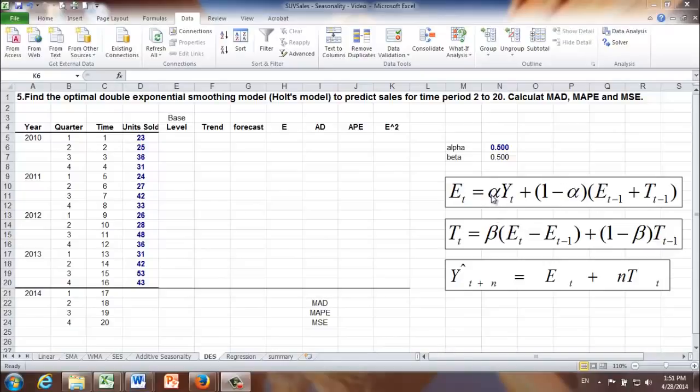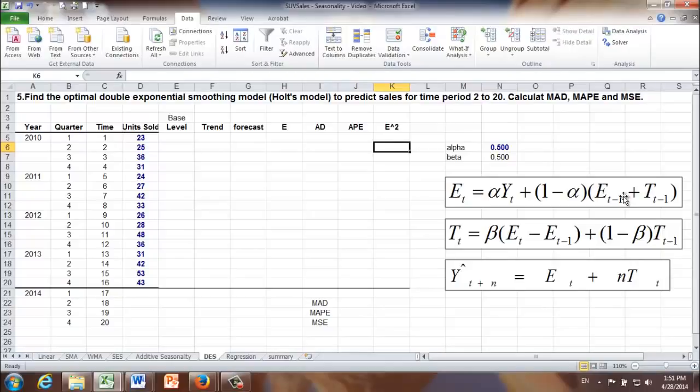As we can see over here, once again we need some parameters, alpha and beta. And once again, for convenience, let's say alpha is 0.5 and beta is also 0.5. Later on, we're going to use Solver to find the optimal alpha and beta values for our model. Okay, let's look at one of those formulas, for example E_t. E is once again the base level. In order to find the base level for, say, time period 1, we need what? E0 and T0. And we don't know where they are.